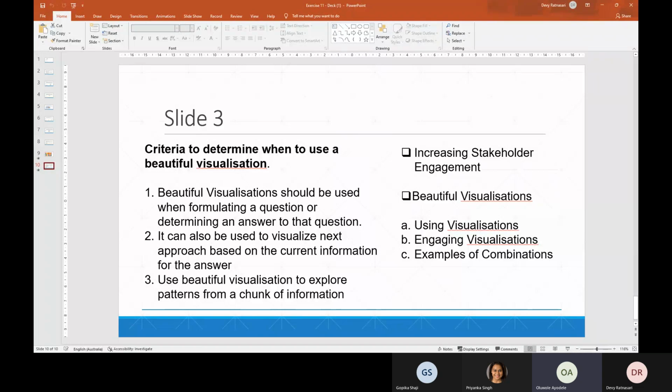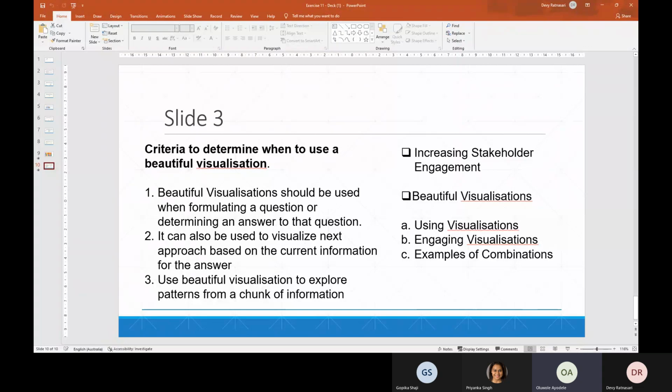So when stakeholders get information for the question they ask, beautiful visualization can be used to visualize the next approach to go after getting information on the question they initially asked. Third one, we use beautiful visualization to explore patterns from a chunk of information. So after gathering different information, beautiful visualization can be used to explore patterns from the different information, to know where each piece fits into, and which information is good to be used and which is not suitable for the question.